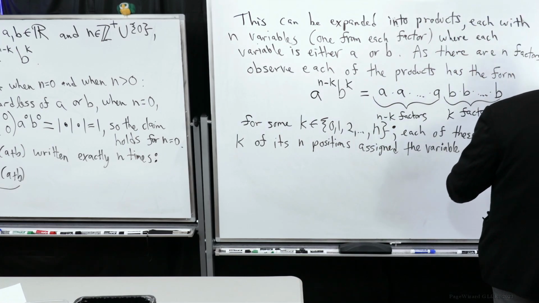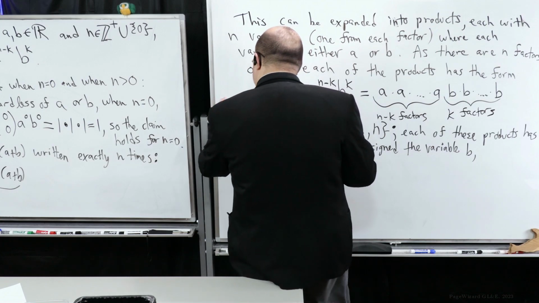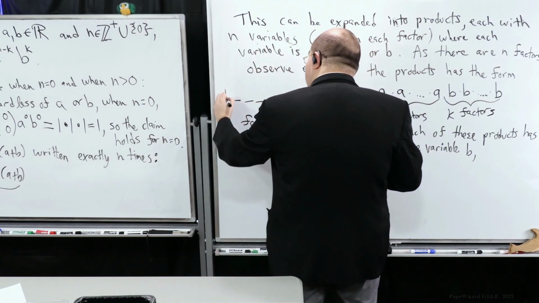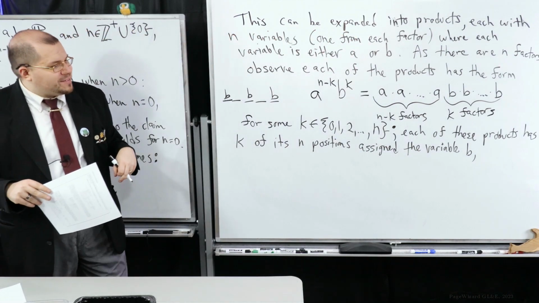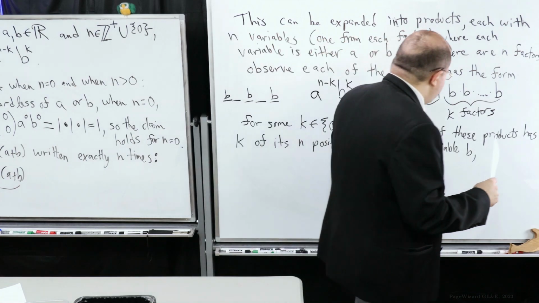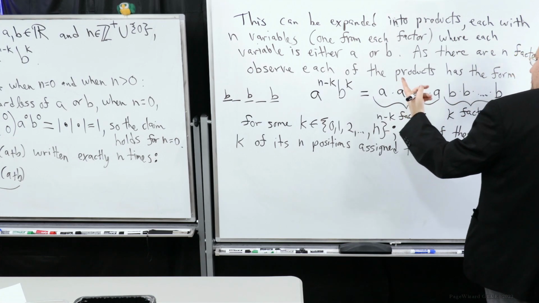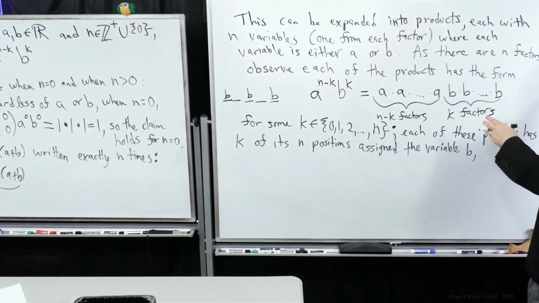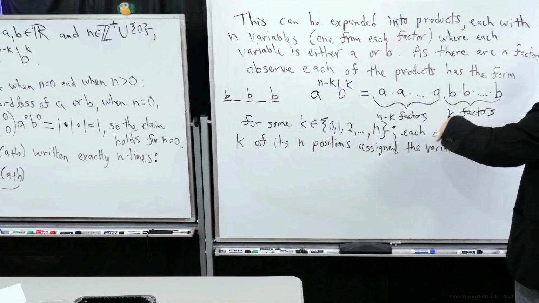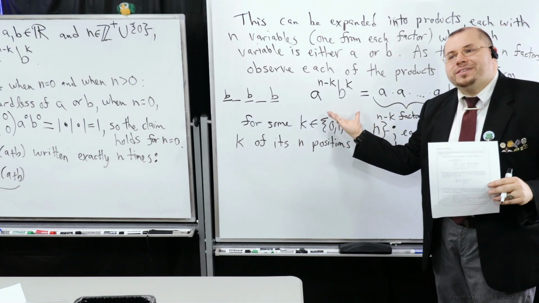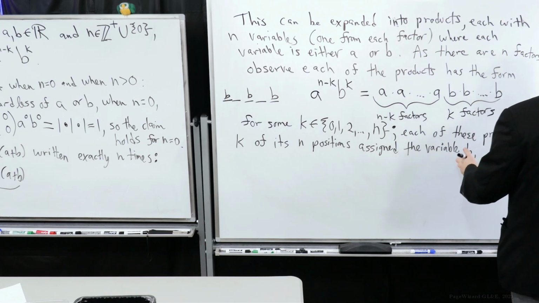Assign the variable b. What happens with all the other ones then? So if I have n positions, you imagine I have n of them, some of them go in b's, right? So what goes in the blanks? A's. They all get filled up with A's by default. Well, if k of them are b's, then n minus k of them are A's. Each of these products takes on a form like this, and you can think of each one like a group of these products, right? And I want to know how many of them there are. So that's what we're going for next.